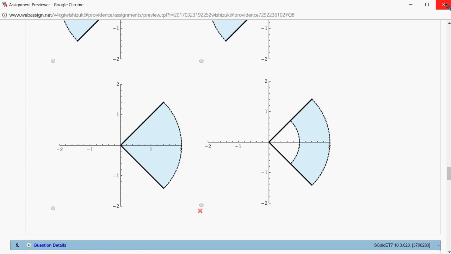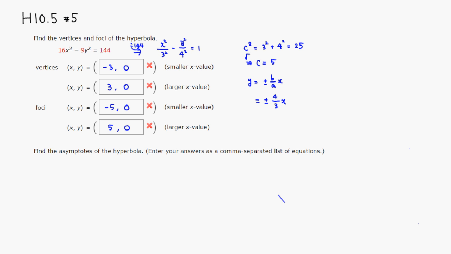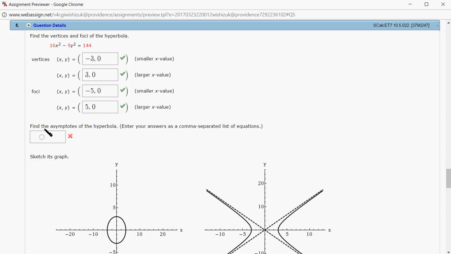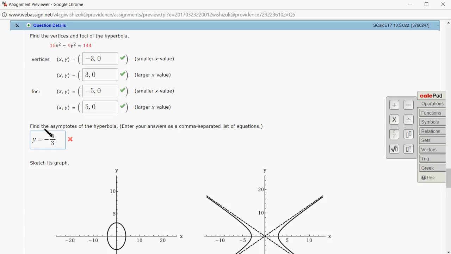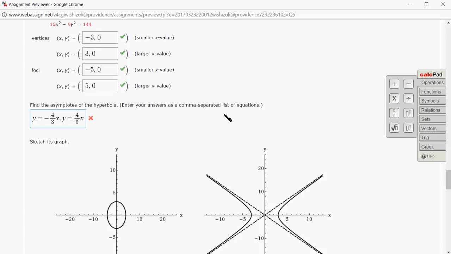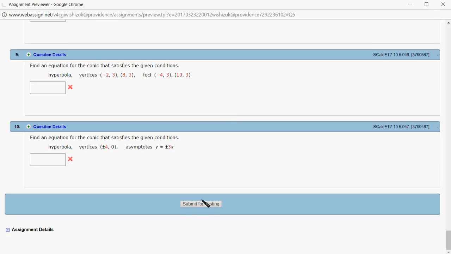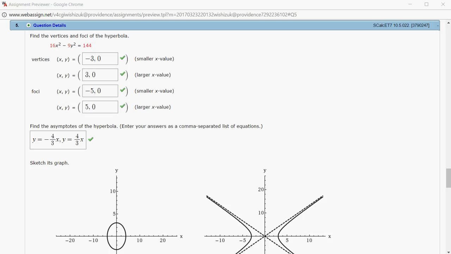Actually, that's not the right one. Oh, this is not the right picture. That's this one. So the equation is y equals negative 4 over 3 x, and then we have y equals positive 4 over 3 x. Let's check that. Submit for testing. It looks like we got the asymptotes correctly.